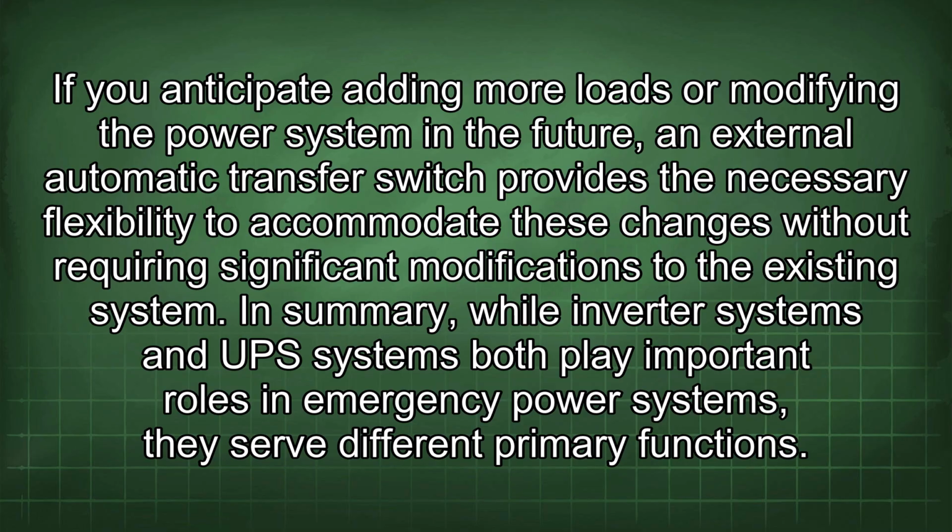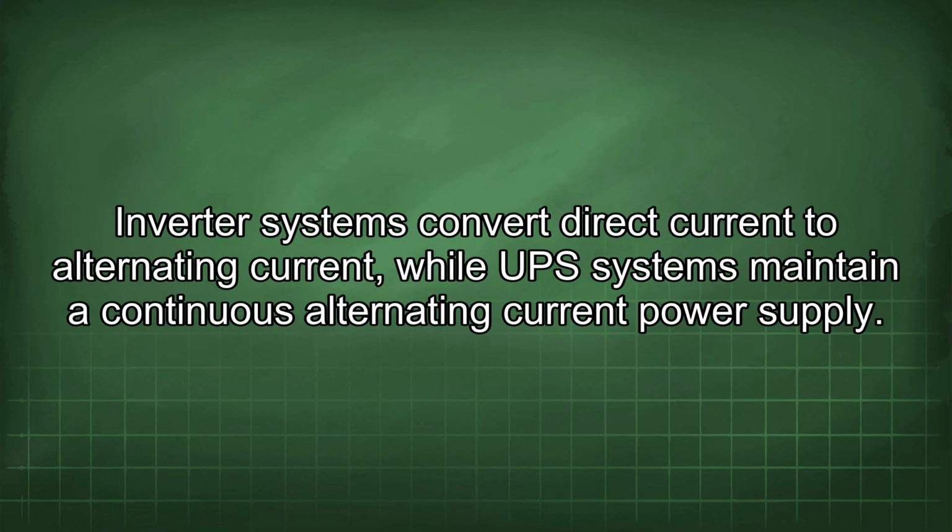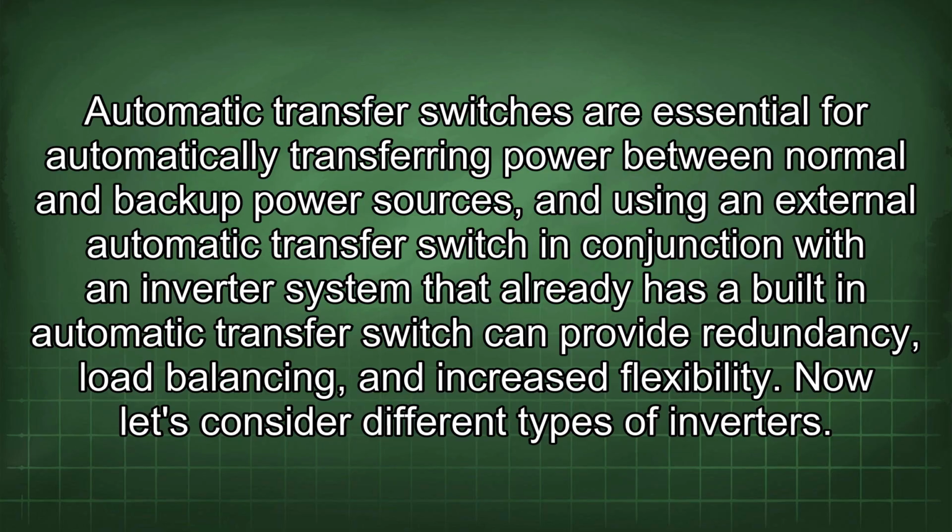While inverter systems and UPS systems both play important roles in emergency power systems, they serve different primary functions. Inverter systems convert direct current to alternating current, while UPS systems maintain a continuous alternating current power supply. Automatic transfer switches are essential for automatically transferring power between normal and backup power sources, and using an external automatic transfer switch in conjunction with an inverter system that already has a built-in automatic transfer switch can provide redundancy, load balancing, and increased flexibility. Now let's consider different types of inverters.